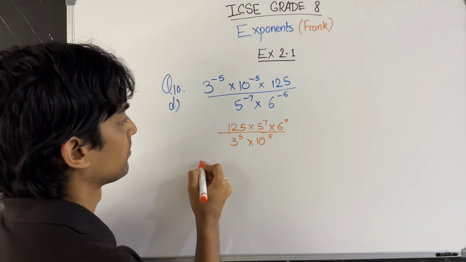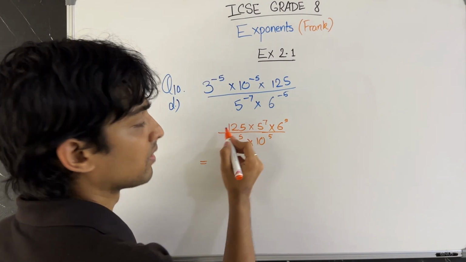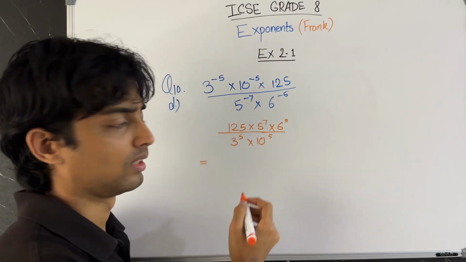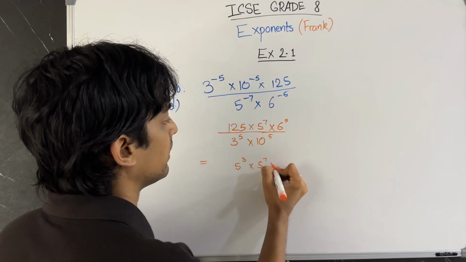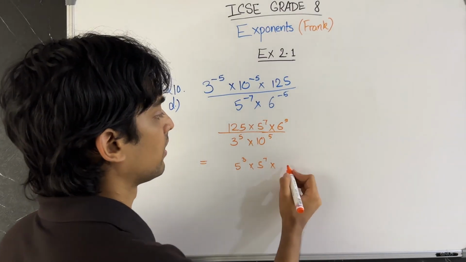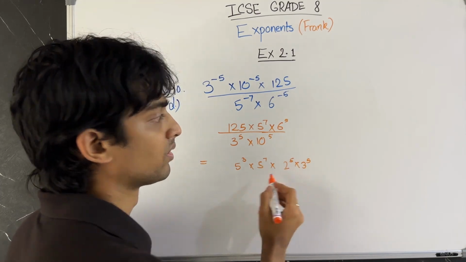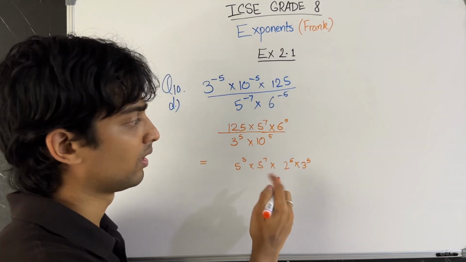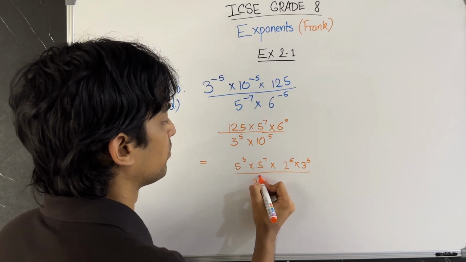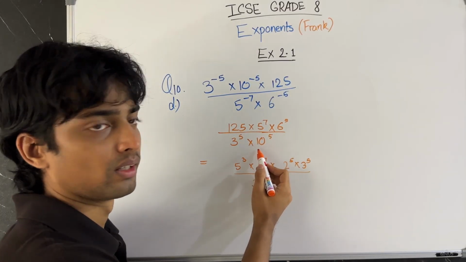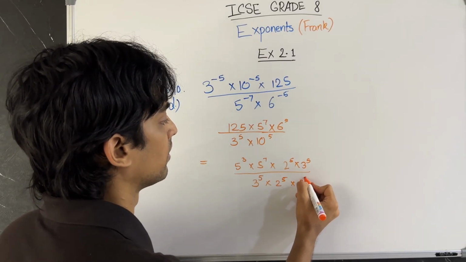Okay, now we can convert this as 5 raised to 3. 5 raised to 3 into 5 raised to 7. 6 is nothing but 2 into 3, so we can write 2 raised to 5 into 3 raised to 5, because 2 into 3 the whole is raised to 5. And when we open the bracket we get this upon 3 raised to 5. Again, 10 is 2 into 5, so you'll get 2 raised to 5 into 5 raised to 5.